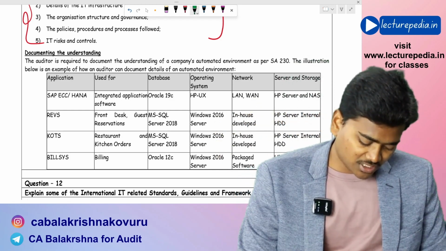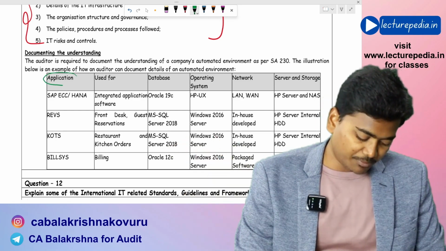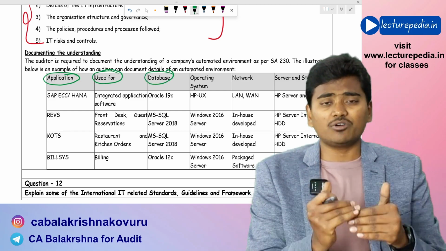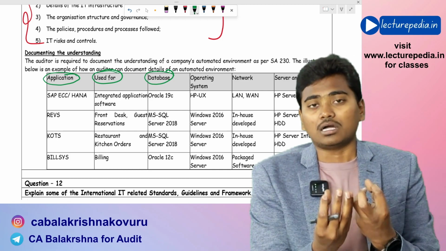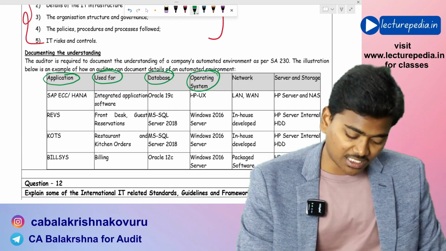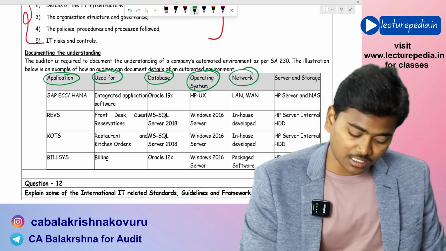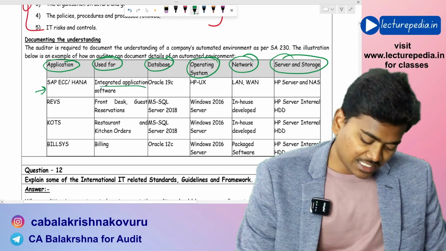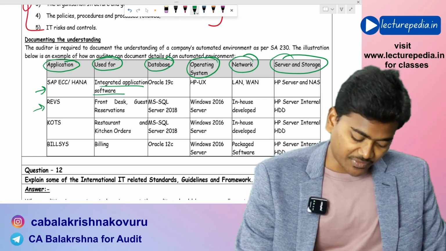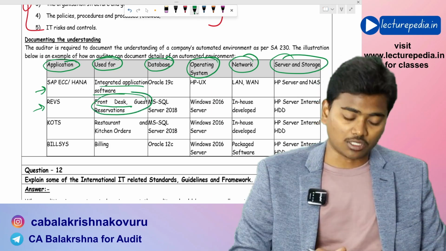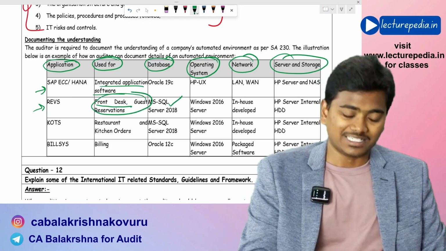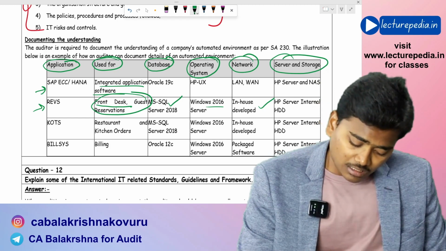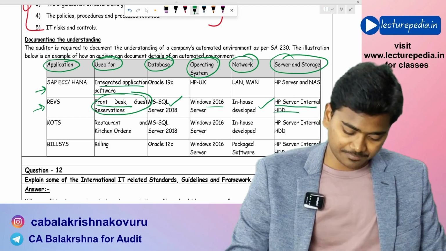Example of the documentation. First of all, the structure of the documentation is the name of the application being used, the purpose for which it is being used, the type of database used for that application, the operating system used by that application, the network in which it is run, and server and storage. SAP is an integrated application software. Revs is a front desk guest reservation management software, using MS SQL Server as database, operating on Windows 2016, and it is in-house developed. Its storage is HP Server internal HDD.